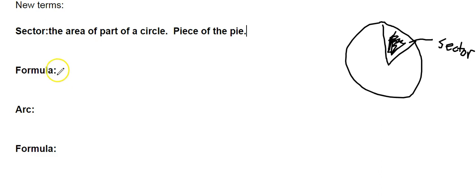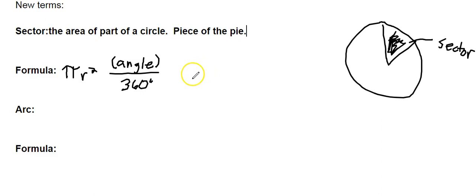The formula for the area of a sector: let's start off with a full circle. We're going to have pi times the radius squared. Now we need to multiply by the interior angle divided by 360 degrees. Or alternatively, it could be pi r squared times the fraction of the circle.